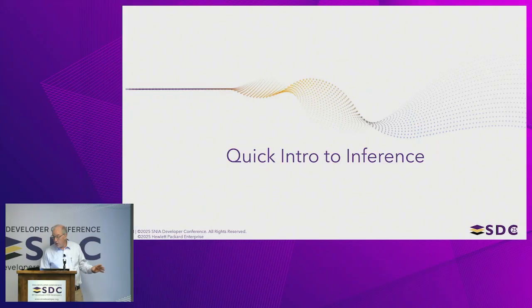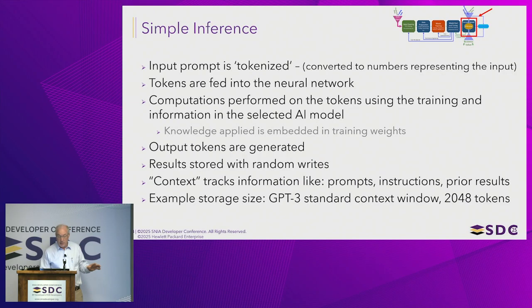So I tried to put in here a quick intro to inference. I can just barely scratch the surface, but I tried to scratch it at least a little bit to get you thinking about this. We start out with simple inference. Your input prompt is tokenized, you convert it to numbers, you feed the tokens into a neural network, you perform computations on those tokens using just the training and information in your selected AI model. The knowledge that you're using is all embedded in your model using the training weights, and you generate some output tokens. And your results are stored with random writes.